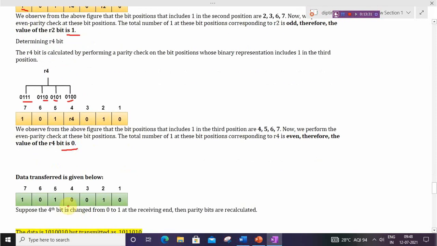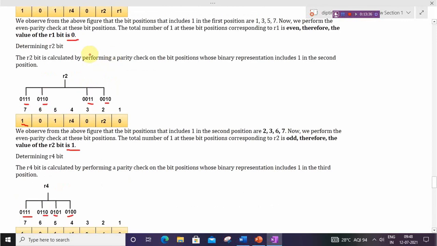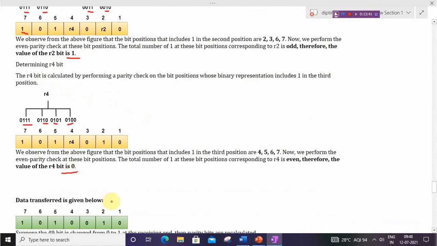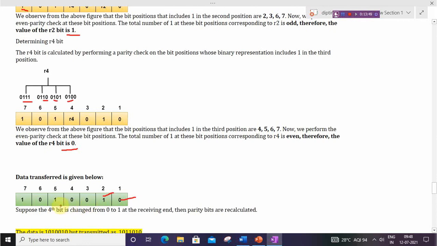So the data is, here R1 we have calculated as 0, R2 is 1 and R4 is 0. Okay, here R1 is 0, then R2 is 1, then the data is 0, then R4 is 0, then again 1, 0, 1. 1, 0, 1, this is the data, and these are the redundant bits. So this total data unit will be transported to the receiver.